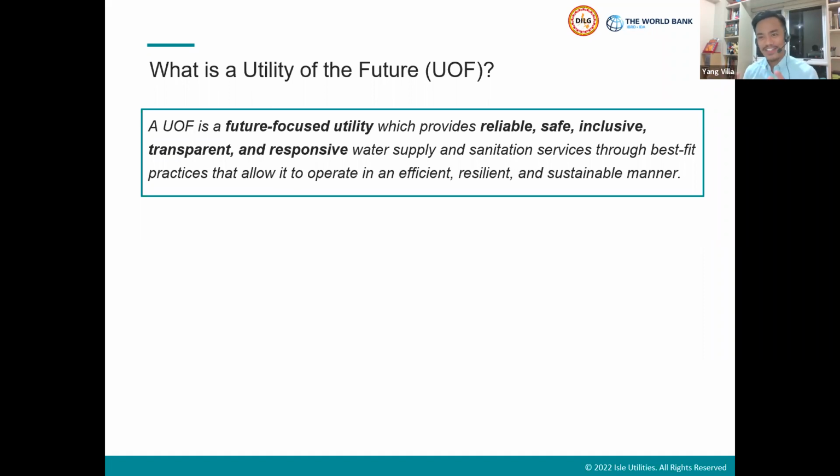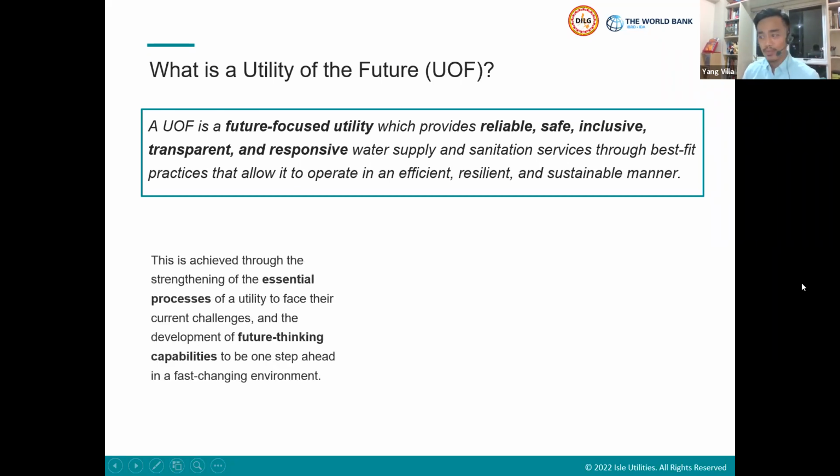Now, I know this definition sounds a little tricky in that we are trying to describe a perfect utility, and we know that there's no such thing as a perfect utility. But the purpose behind defining and characterizing the UOF this way is because we want utilities to aspire to something, to push their ambition to become a utility of the future. We're saying that being a utility of the future is a continuous commitment. It is a continuous process, and it therefore requires long-term commitment to achieving the status of becoming a utility of the future.